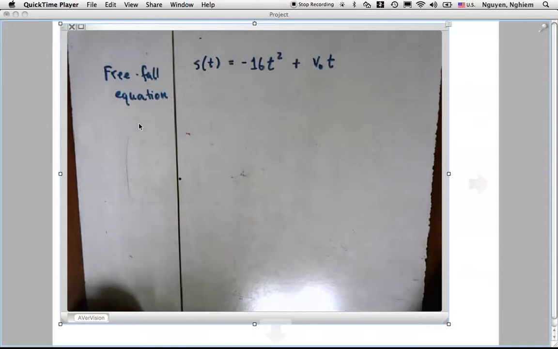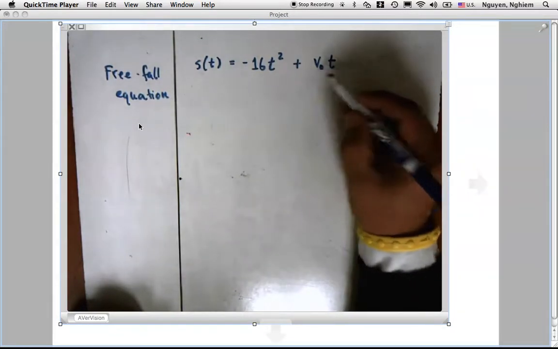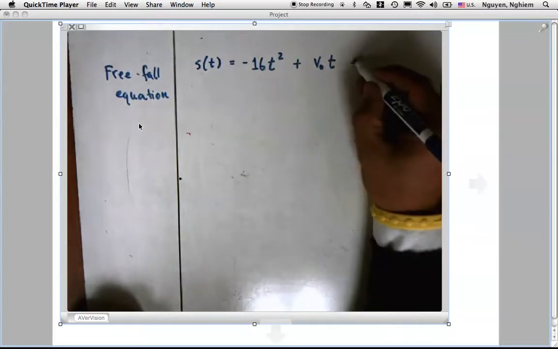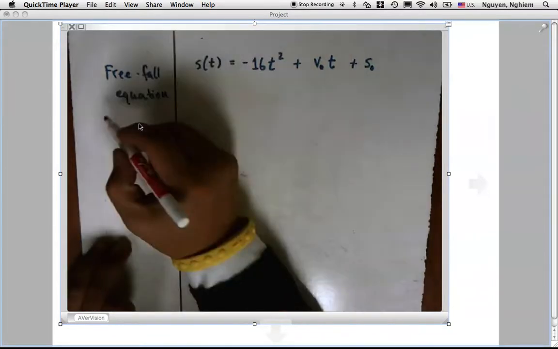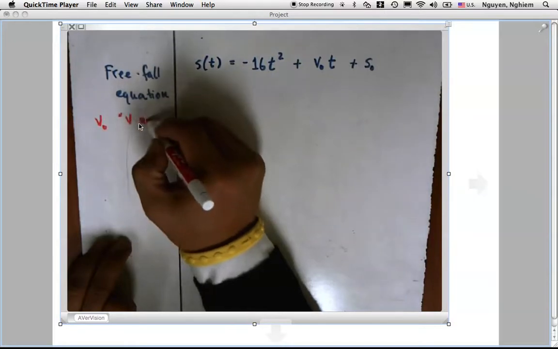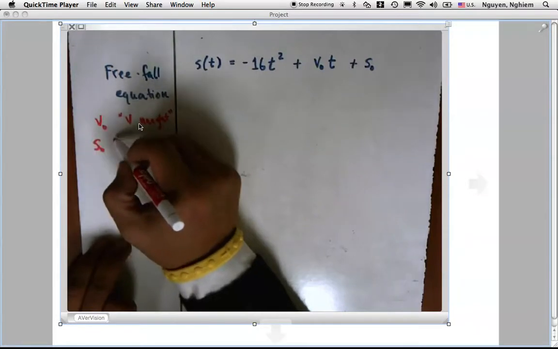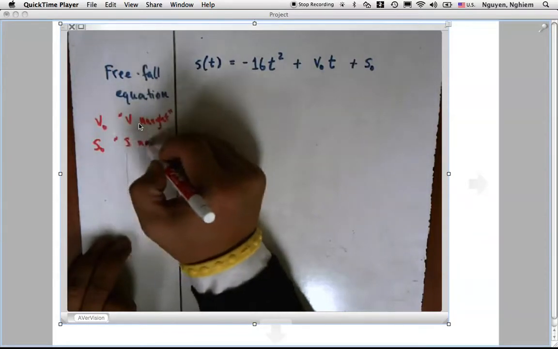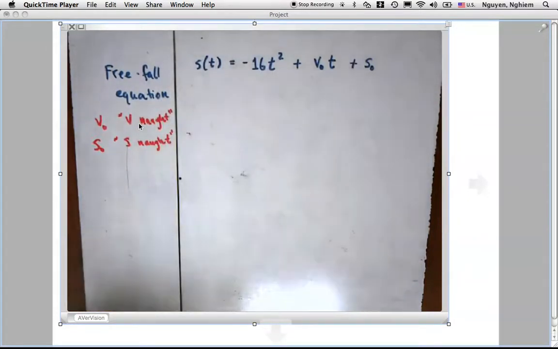So the equation says S of t equals negative 16t squared plus v0 t, this is also pronounced v naught, plus s naught. Just a quick couple of notes on the pronunciation. V with the little 0 is pronounced v naught, like naughty, but without the y, and then s0 is s naught. And let me explain what each of these variables mean.